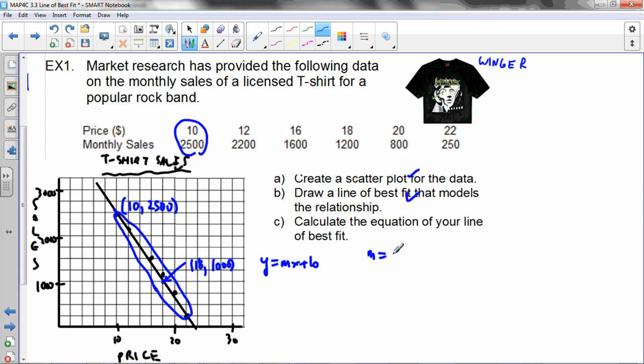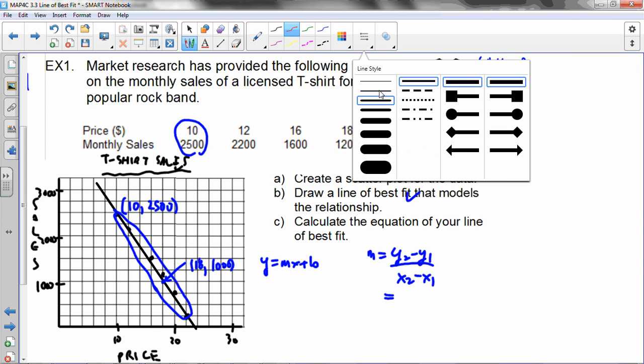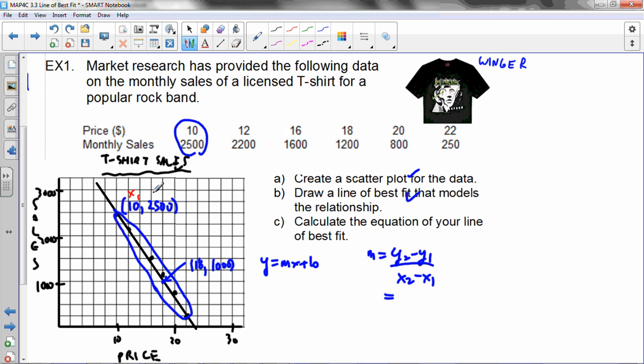The slope is y2 minus y1 over x2 minus x1. And again, does it matter that this is x1, y1, and this is x2, y2? Not really. These could be switched if you want. 1,000 is y2, subtract y1, which is 2,500, over x2, which is 18, subtract 10. That looks like negative 1,500 over 8. And that makes sense. The slope should be negative because it's going downhill.